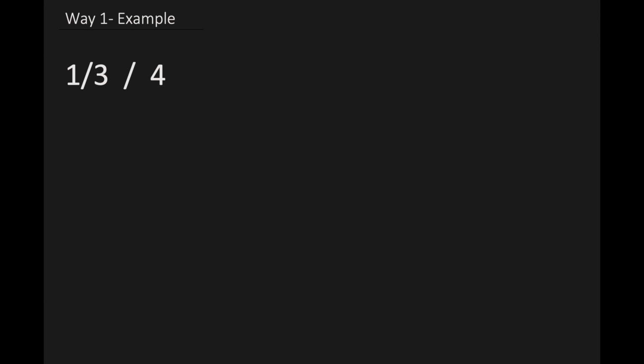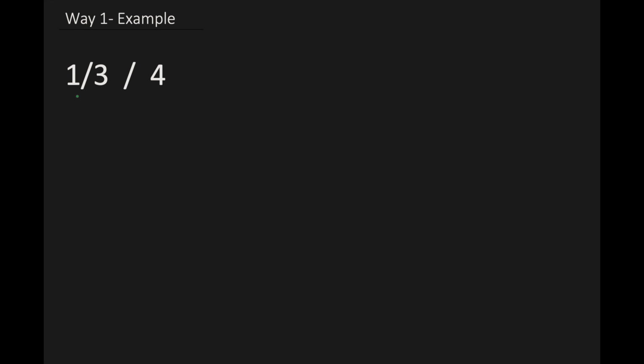So we're going to start off with an example, and there's going to be two ways to solve how to divide a unit fraction by a non-zero whole number. So we're going to be going through both of those ways. Okay, so we're going to start off with an example for the first one. Let's go ahead and get started with it.